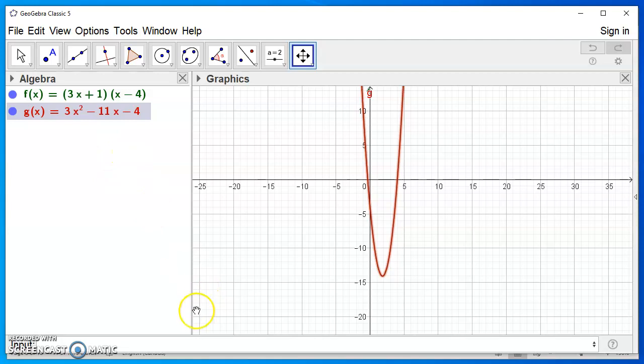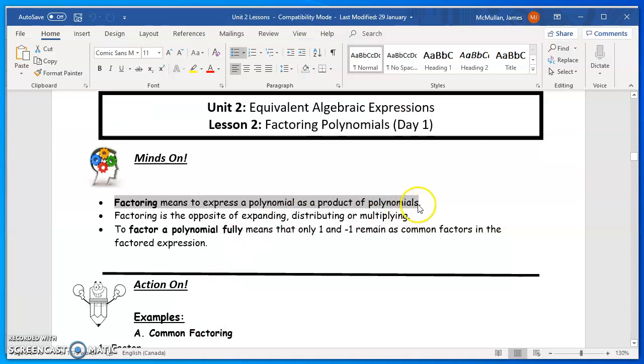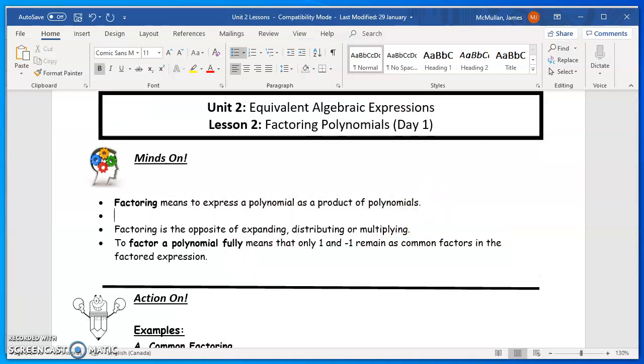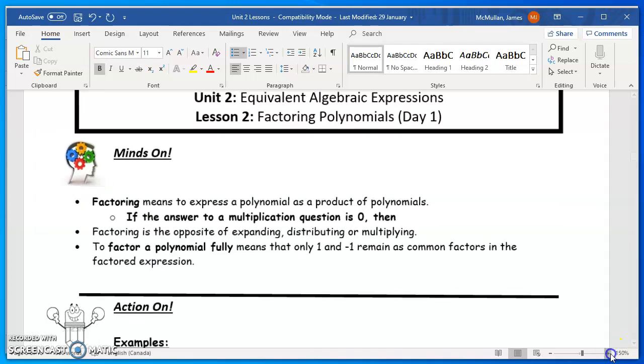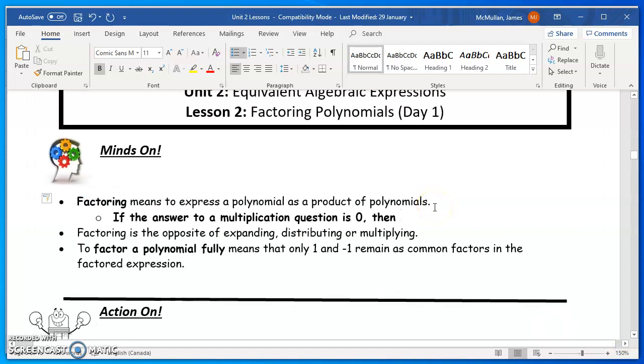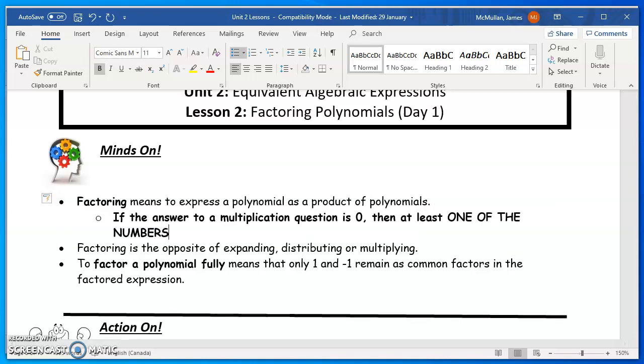And the answer to that lies in what you can tell about two things that are being multiplied if the answer is equal to 0. Okay? So right underneath here, I want you to write something like, if the answer to a multiplication question is 0, then how do you multiply numbers together to get 0? This could only happen if at least one of the numbers must be 0.